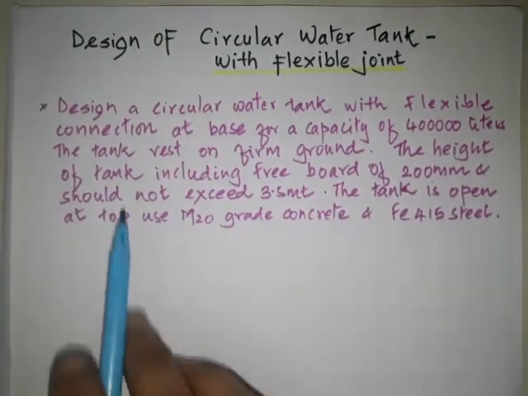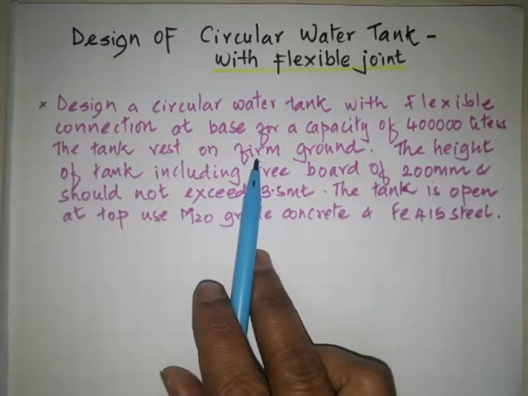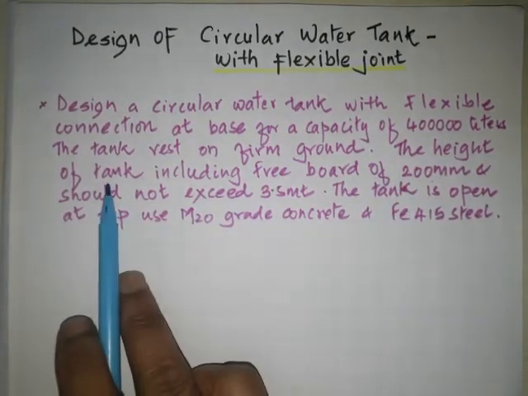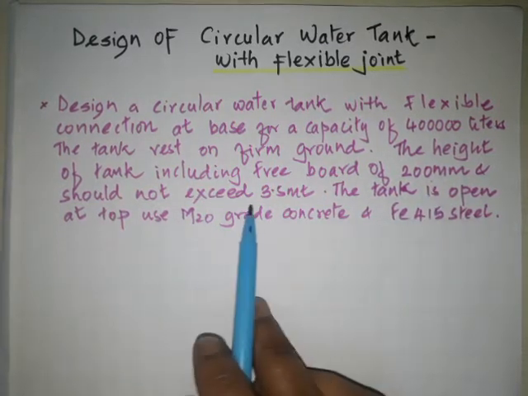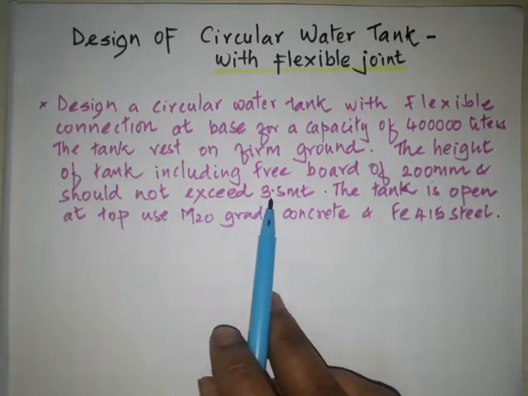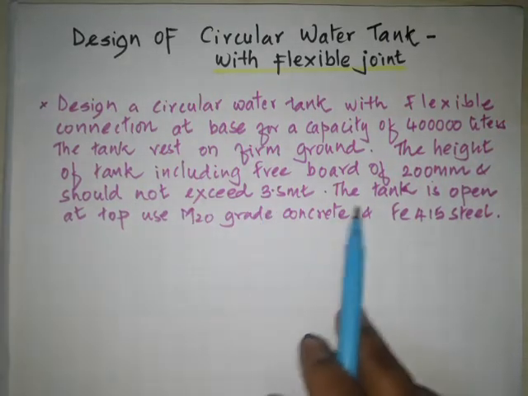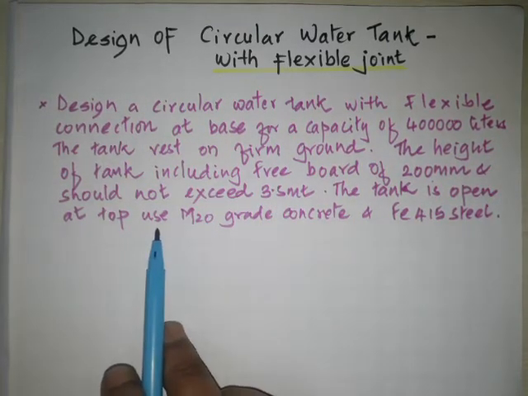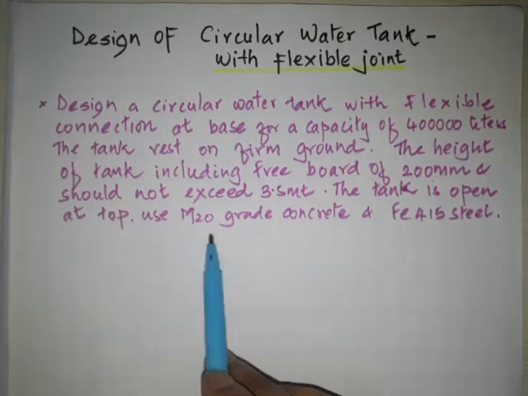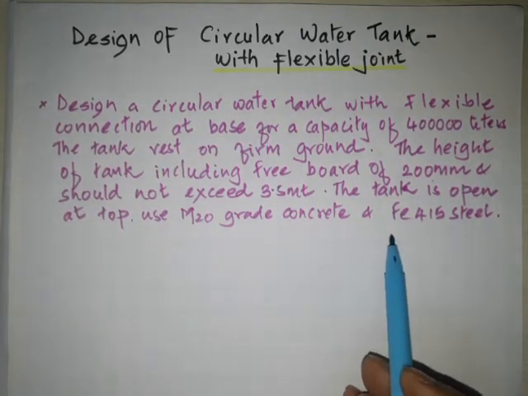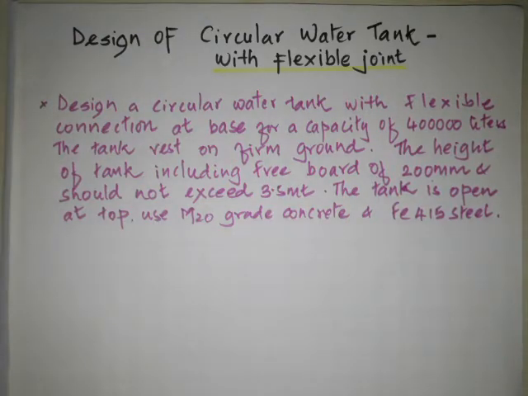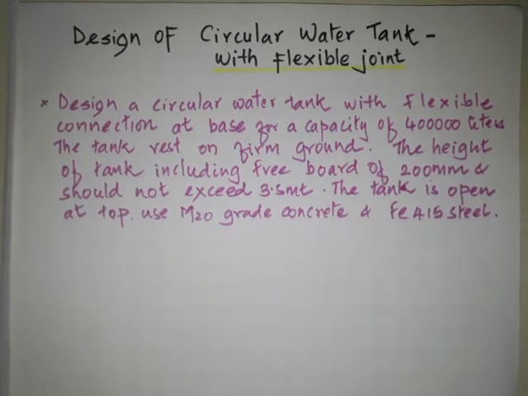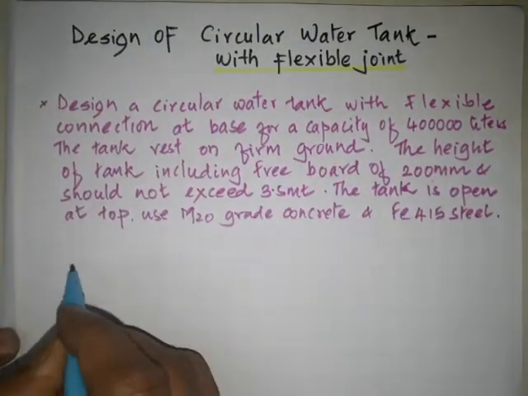The tank rests on firm level ground. The height of the tank including freeboard of 200 mm should not exceed 3.5 meter, so the total height of the tank is 3.5 meter. The tank is open at the top, and we have to use M20 grade concrete and Fe 415 steel. These are the given data according to the statement of the problem. We'll note down the given data first, as it will be easier for the solution of the problem.